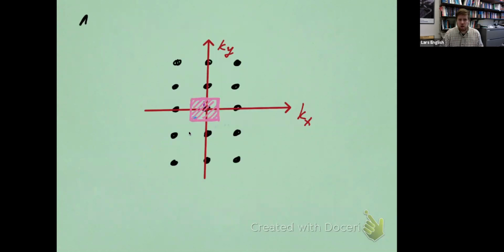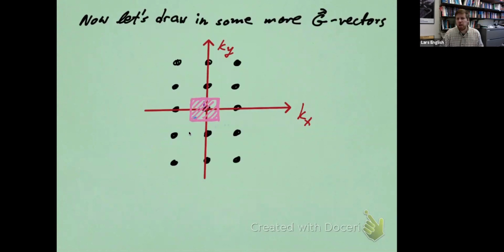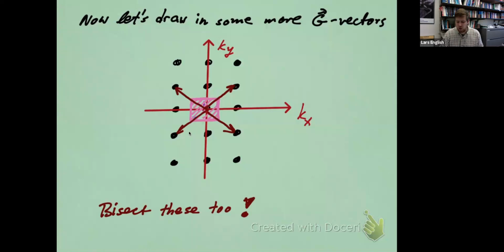So here we go. Let's draw in some more G vectors. So for instance, here's 4 of them pointing to the diagonal lattice points in reciprocal space. Okay, and again, we could try to bisect these as well. Let's do that. Let's bisect these as well.